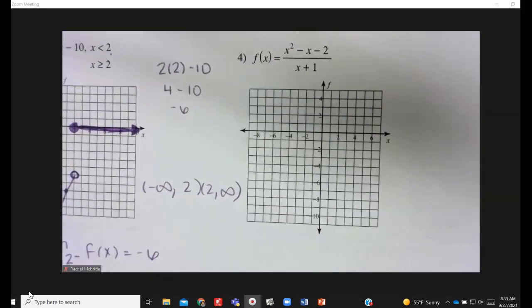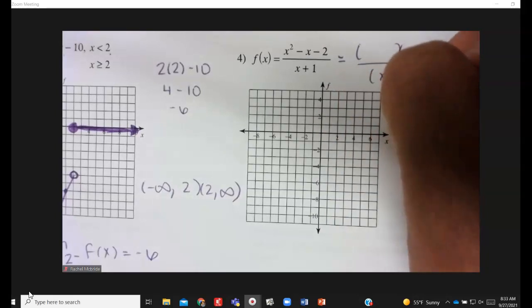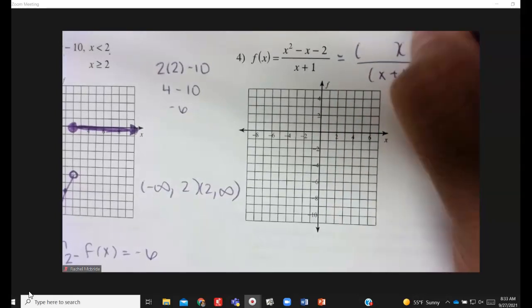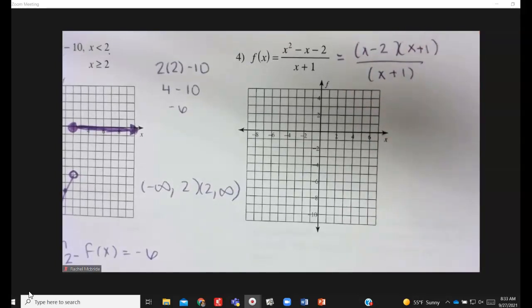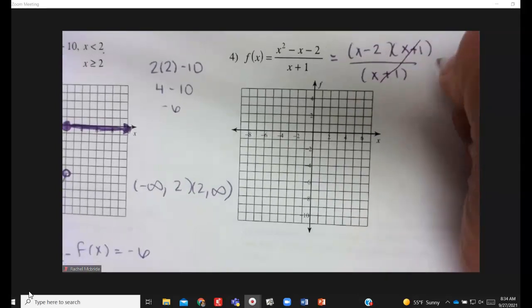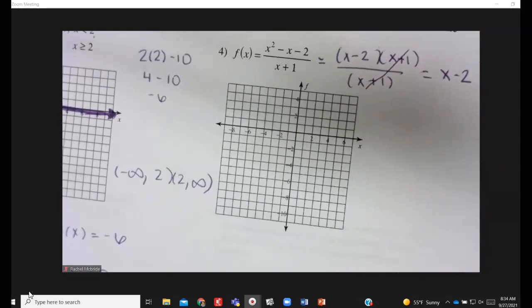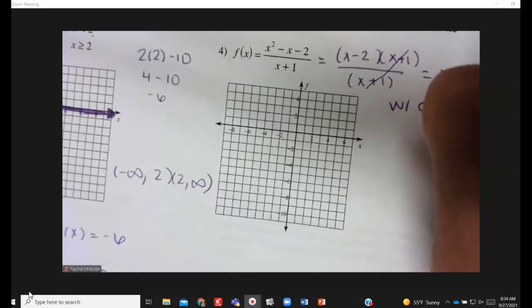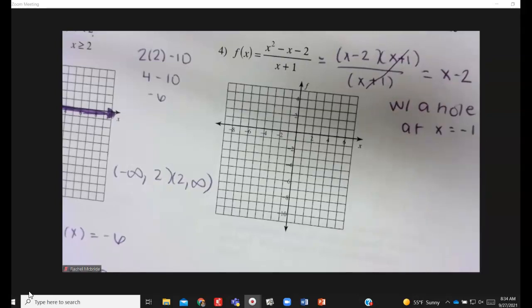All right, to graph, I would probably first start by factoring the top to see if I have a removable discontinuity. So we get x minus 2, x plus 1, which means that x plus 1 cancel, and this graph really looks like x minus 2 with a hole at x equals negative 1.